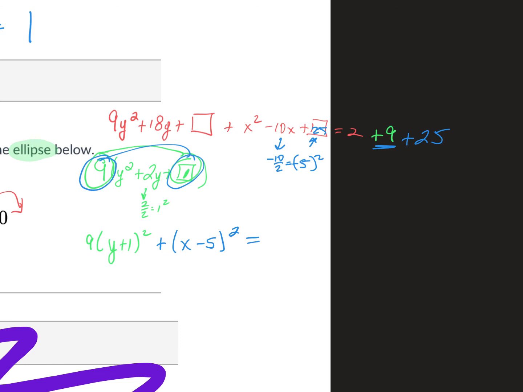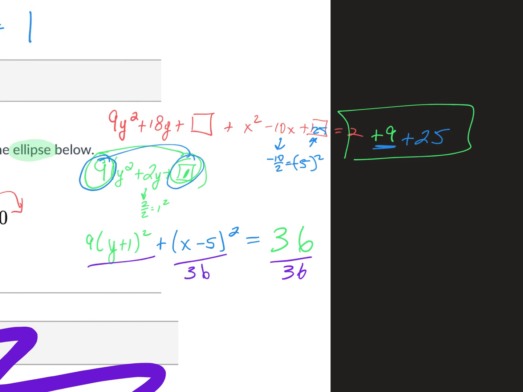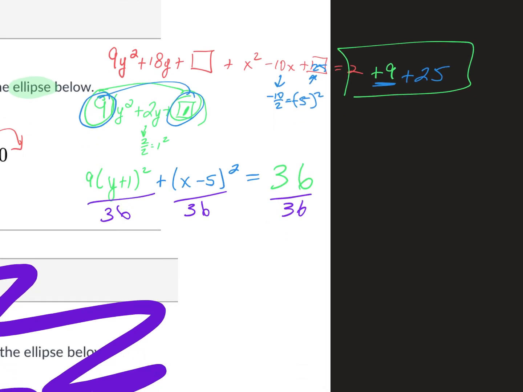25 plus 9 plus 2. 36. Now, is this an equation of an ellipse in standard form? Why not? What is it not set equal to? It's got to be equal to 1. What can I divide? I can divide everything by 36. And when you guys do this, this works out. This is where we get our A and our B terms and stuff like that from.